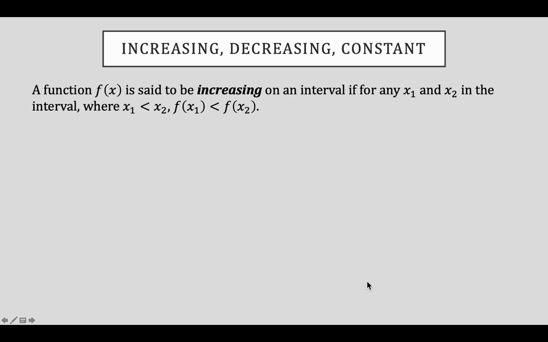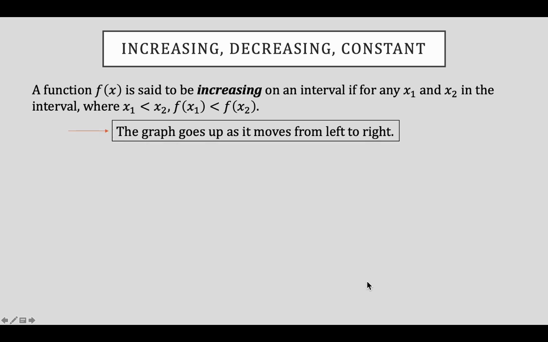So what does it mean for a function to be increasing, decreasing, and constant? Well, here's our textbook definition. A function f of x is said to be increasing on an interval if for any x1 and x2 in the interval where x1 is less than x2, f of x1 is less than f of x2. Well, what does that actually mean? Let's come up with a little more simple definition here.